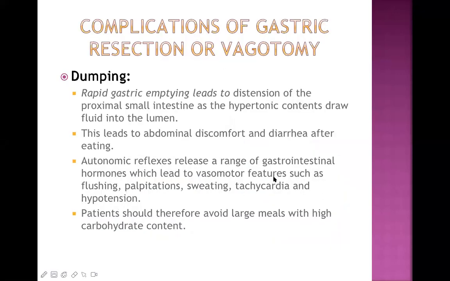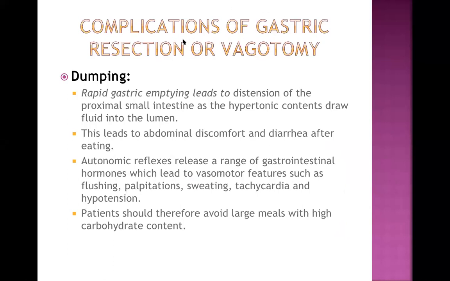Now, after doing this type of surgery, both vagotomy as well as gastric resection and reconstructive surgery, some complications will arise. So what are those? The first is called dumping. Now the meaning of dumping is there is a rapid gastric emptying which leads to distension of the proximal small intestine as the hypertonic contents draw fluid into the lumen.